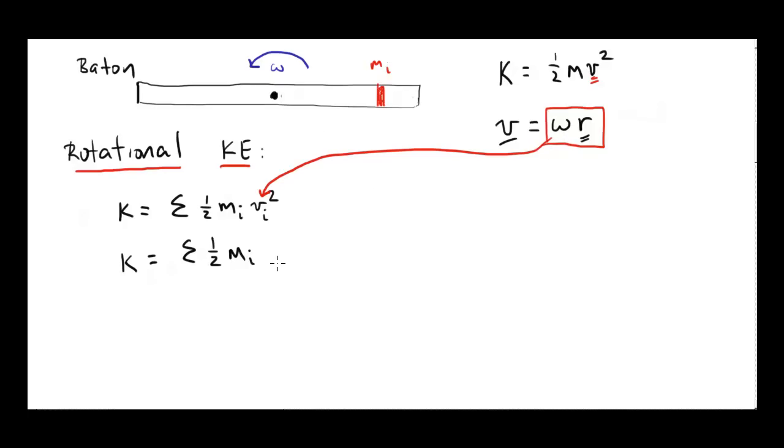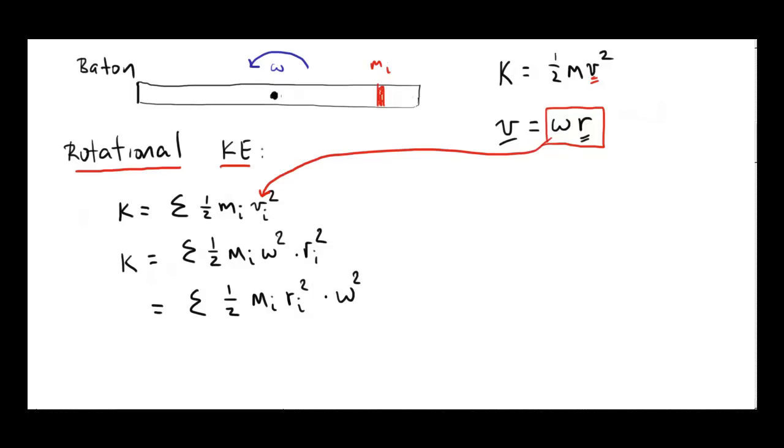So omega squared times r_i squared. I've just squared this: omega squared times r squared. I'm just going to rearrange that a little bit, and write the sum of 1/2 m_i times r_i squared times omega squared. So I've just rearranged this a little bit.